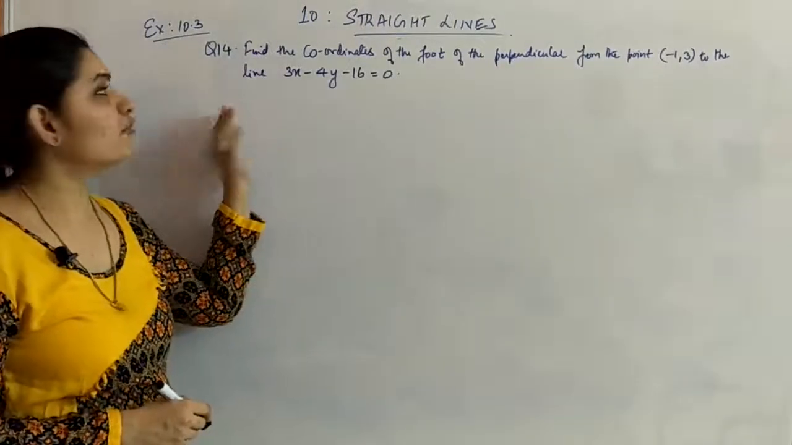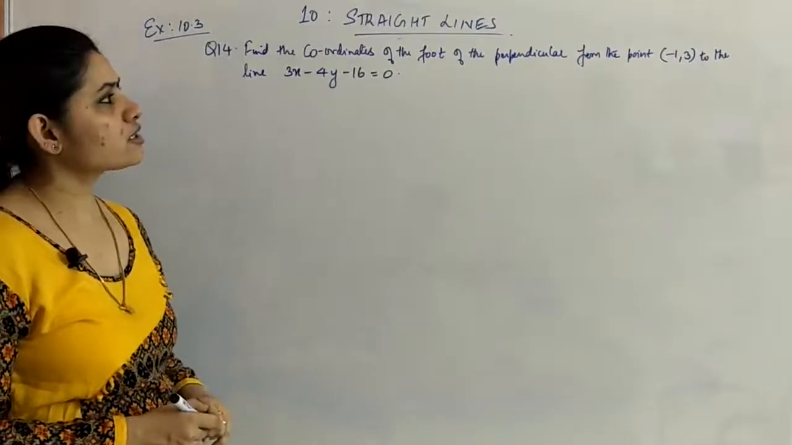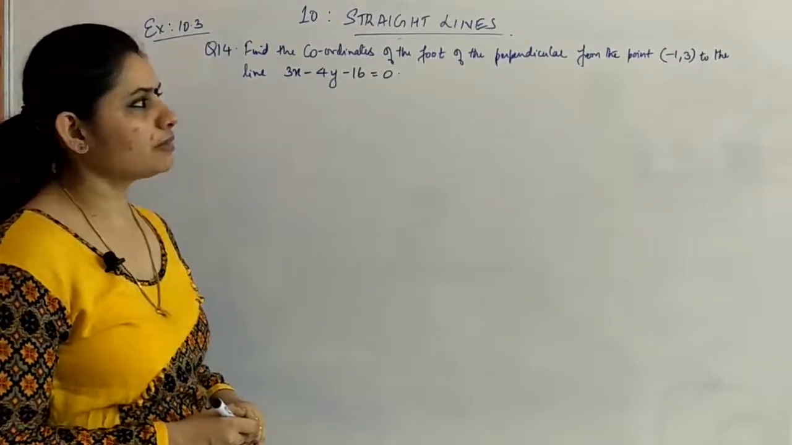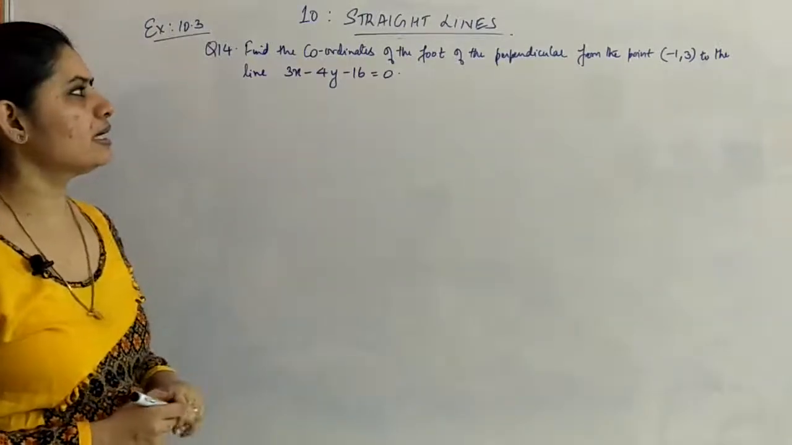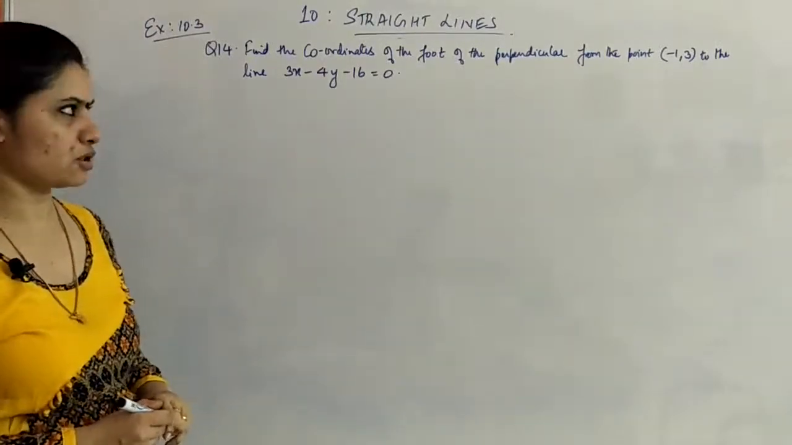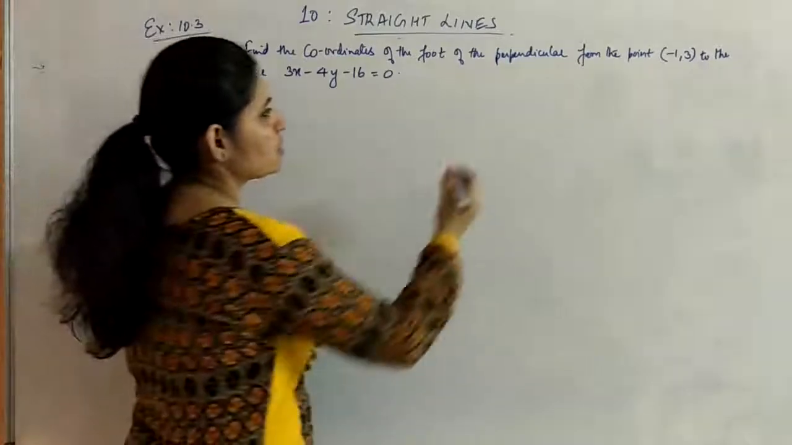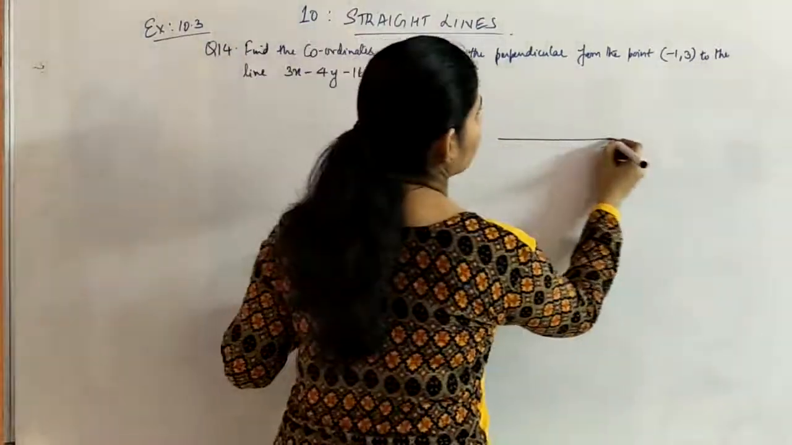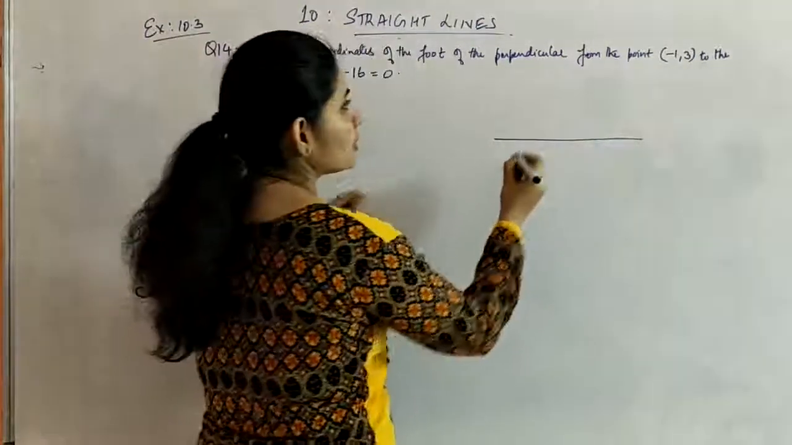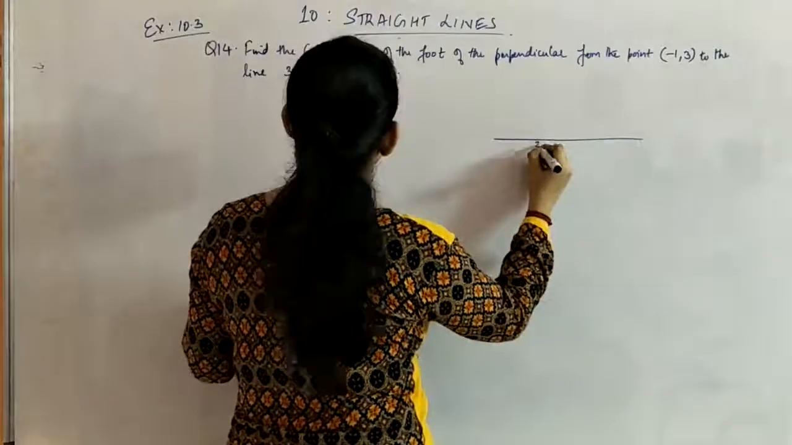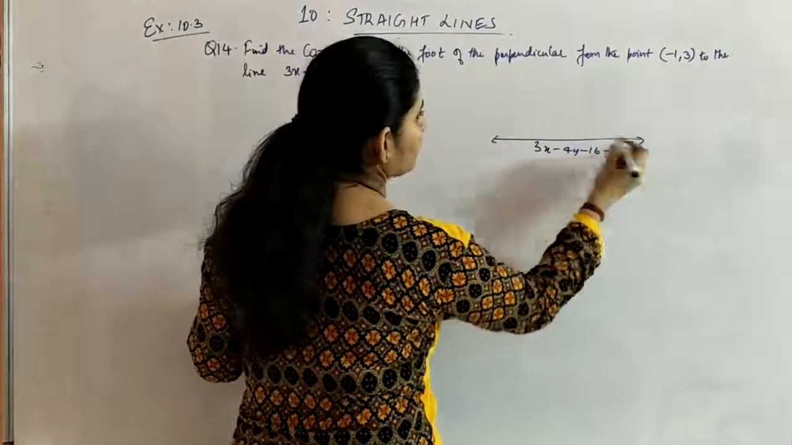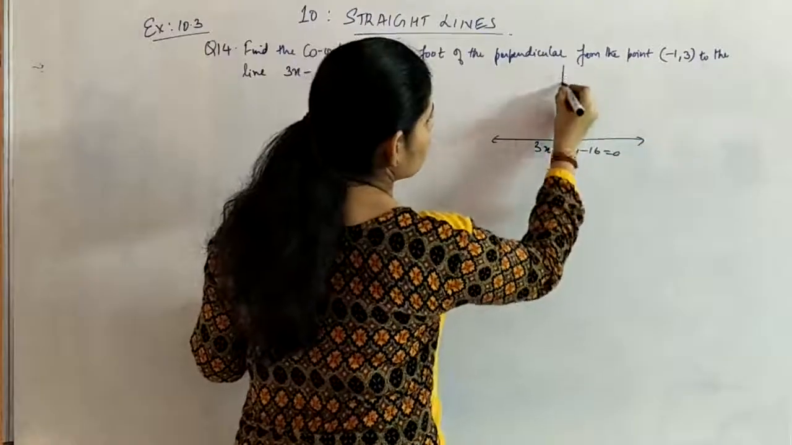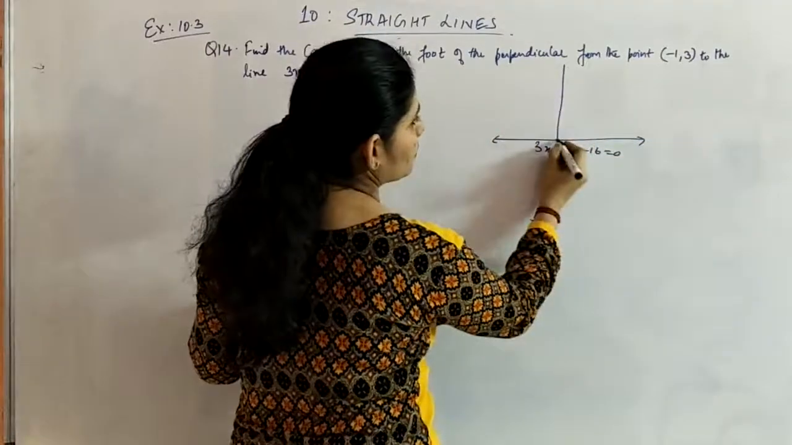Next is question number 14. Find the coordinates of the foot of the perpendicular from the point (-1, 3) to the line 3x - 4y - 16 = 0. You have been given the line 3x - 4y - 16 = 0, and you have to find the foot of the perpendicular.